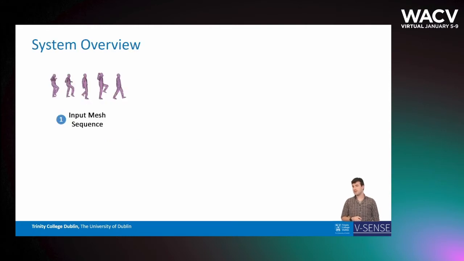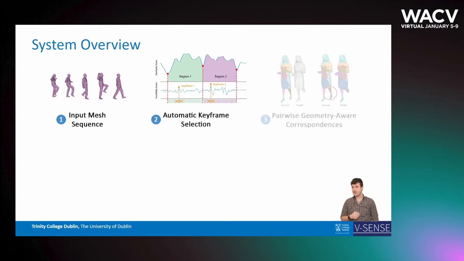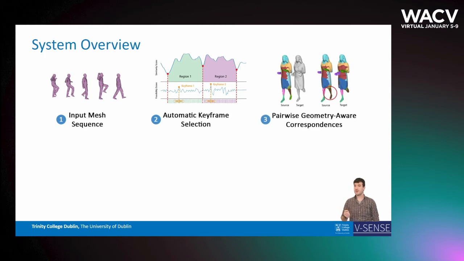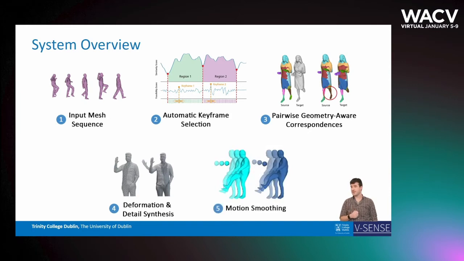Our system takes as input a sequence of independent meshes which may contain spatiotemporal inconsistencies. We then automatically determine a keyframe-based tracking strategy to align keyframes to neighbor frames in a sequential cumulative manner. To perform this pairwise registration, we use a geometry-aware volumetric correspondence match which is robust to high-frequency noise and missing geometry. These correspondences are then used to drive a graph-based deformation approach. We also perform detail synthesis to help recover high-frequency details and reduce keyframe popping artifacts. Finally, we perform a motion smoothing step which improves overall temporal coherence globally.